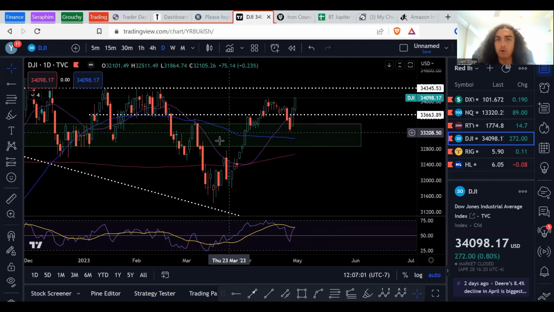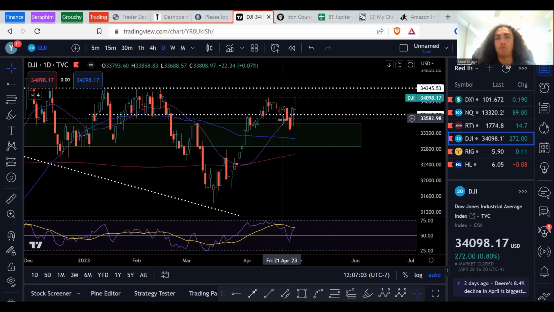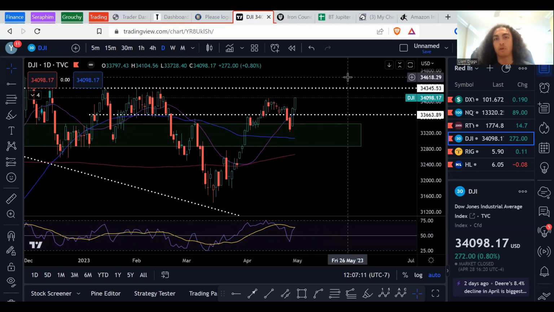So, we pretty much got what I was talking about. We got the move back down to the top of this consolidation channel, and then the push back up looks like we are moving back up to that 34,345 level. So if you managed to catch that, congratulations. I personally did not catch it.